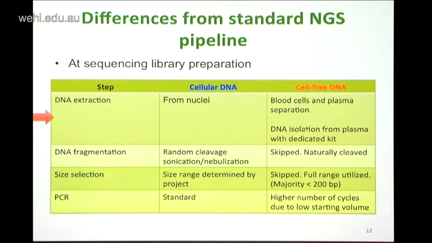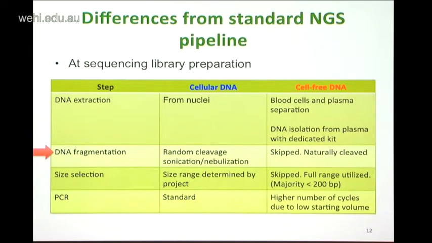For cell-free DNA, you need to first separate out the plasma from the whole blood cells, and then you need to separate out the fragments from the other things in the plasma. And there are several dedicated kits to do this because it's quite an intricate process.